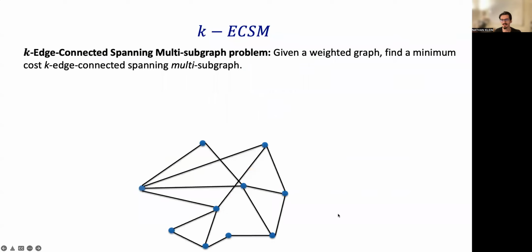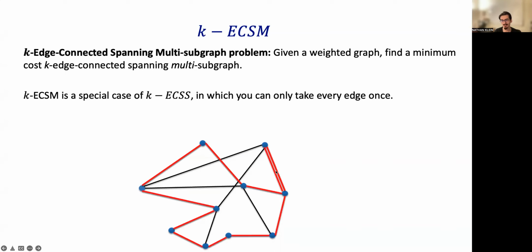All right, so what is KECSM? True to its name, it asks to find a minimum cost spanning multi-subgraph, which is k-edge connected. So I want to choose a multi-set of edges, which k-edge connects the graph. And this multi here refers to the fact that in the subgraph I choose, I'm allowed to take each edge as many times as I'd like. So if this is your graph, this would be a valid solution to 2ECSM, whereas you can see I've taken this red edge twice.